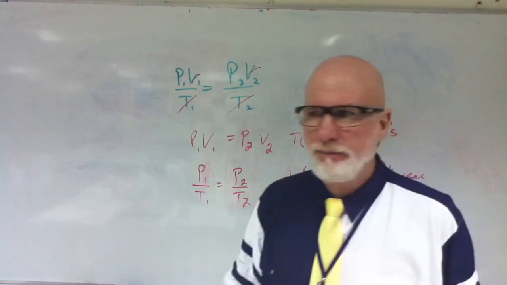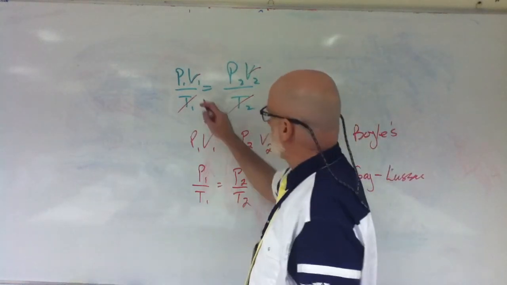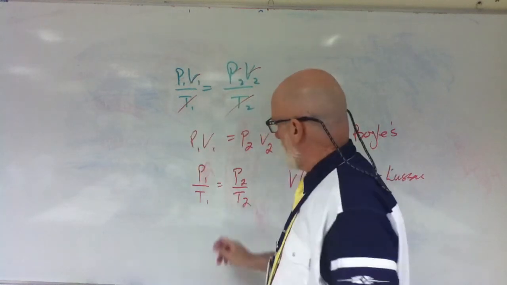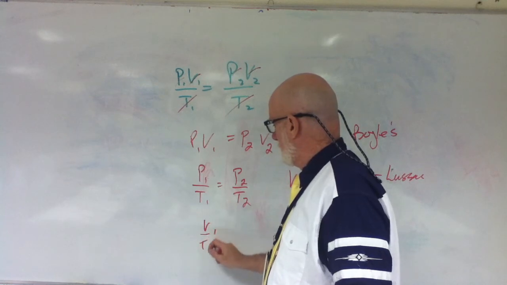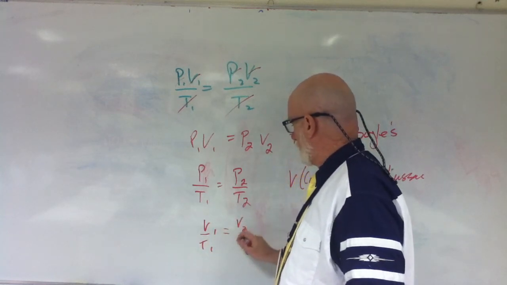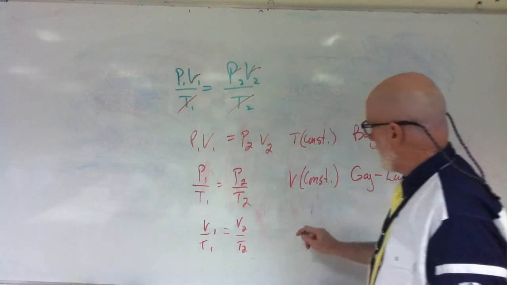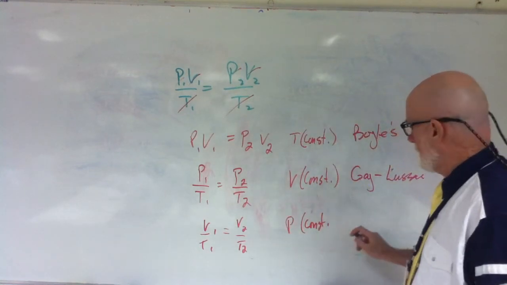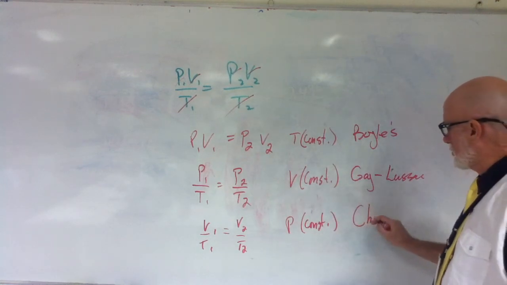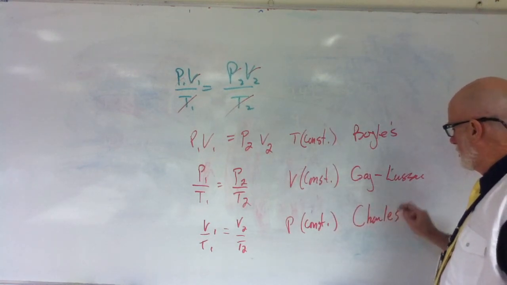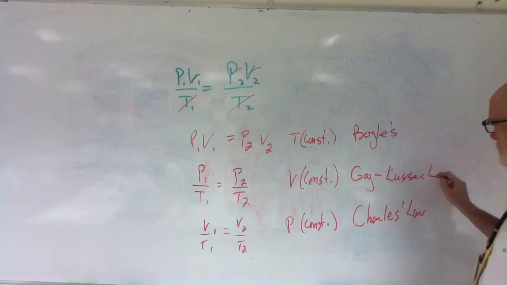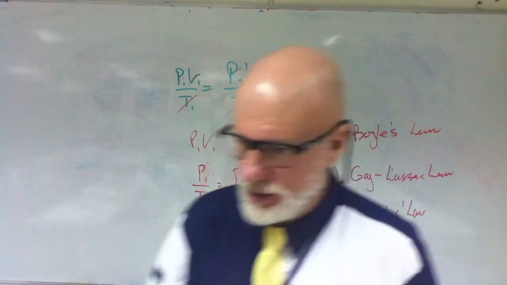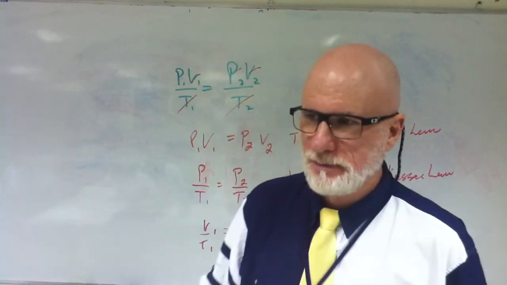Gay-Lussac's law, yeah? Now I'm going to say that P is constant. You're left with V over T equals V over T, and P is constant, and that's going to be Charles's law. Easy? Yes or no? Yes?